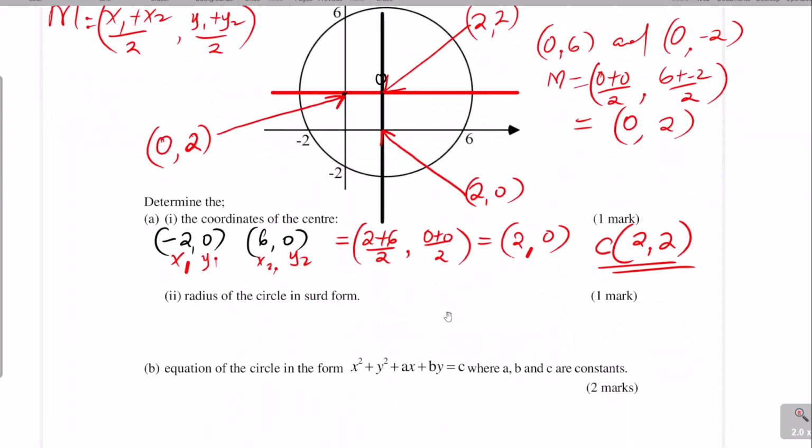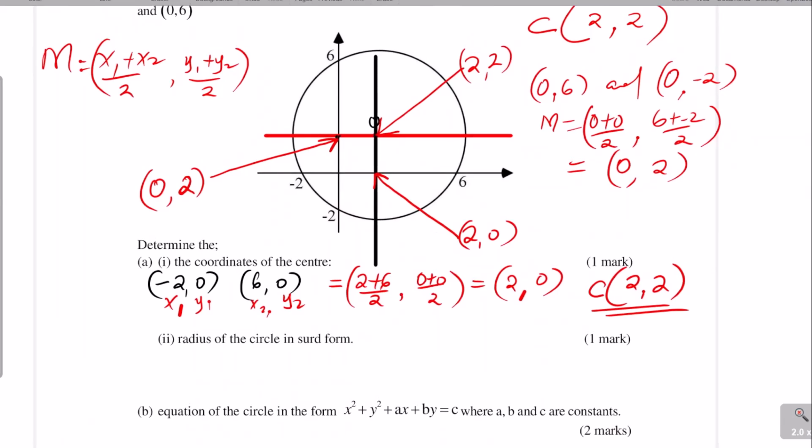Now we go to the other question, the radius of the circle in surd form. How do we get the radius? I will use a line from the center of the circle to this point. So this is the magnitude from the center of the circle.